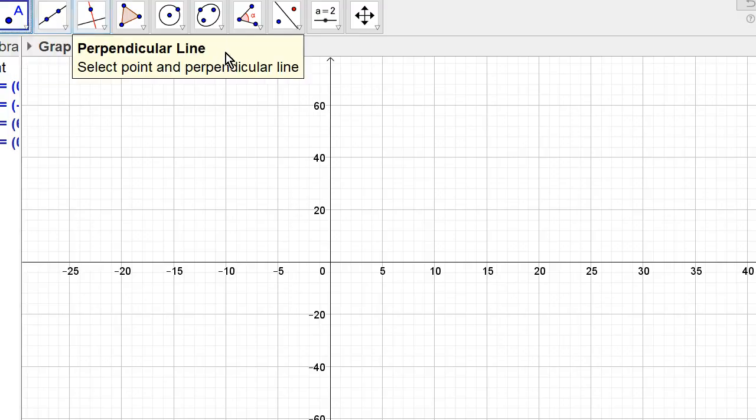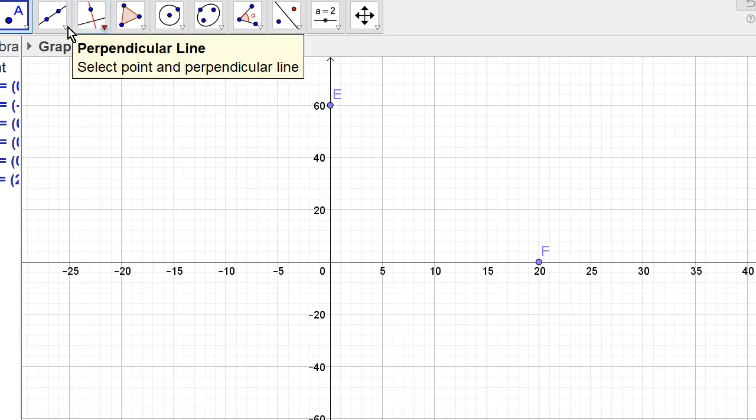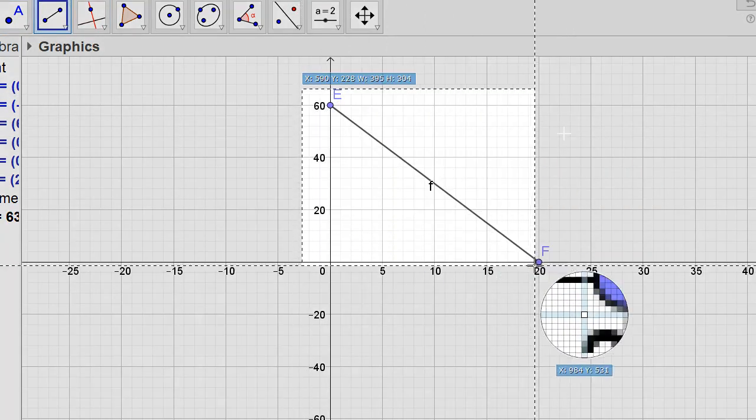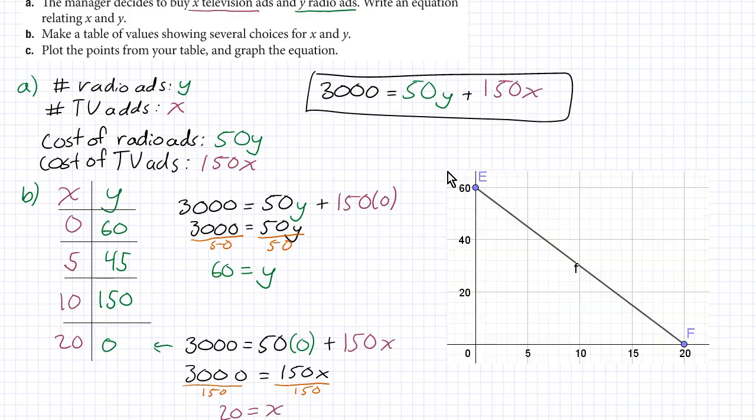Now I'm going to make a point right here for the y-intercept and a point over here for the x-intercept. Then I'm going to draw a line segment between them, like so. And there is a graph of that. And you can see it has those intercepts.